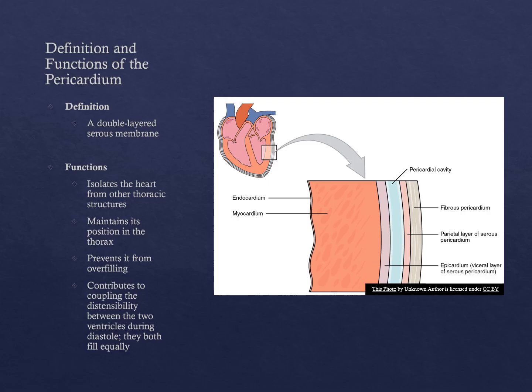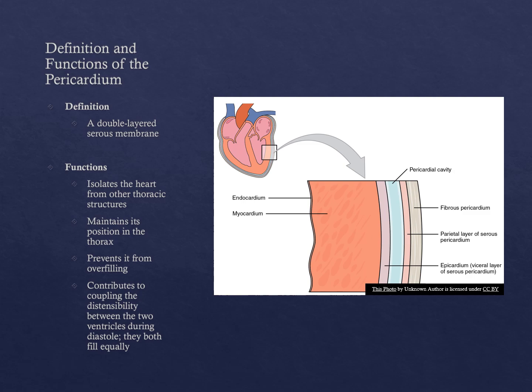So the pericardium is a double-layered serous membrane. You can kind of see it here. Up in the left-hand corner is the heart, and we've zeroed in on this portion of the ventricle to show the different layers. You have the endocardium, the inner layer of the heart itself, the myocardium, which is the thick muscular layer that makes up the heart wall, and then you have the epicardium right here. And that is a visceral layer of this serous pericardium that covers that muscular layer.